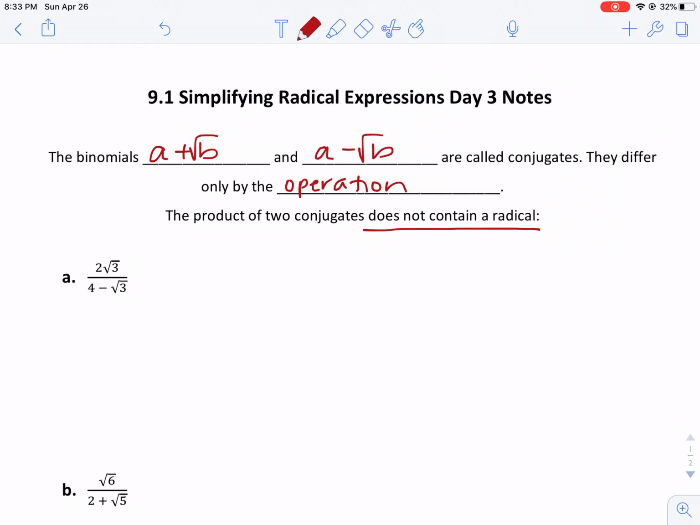All right, this is the 9.1 day 3 video. The objective of this is to simplify radical expressions.